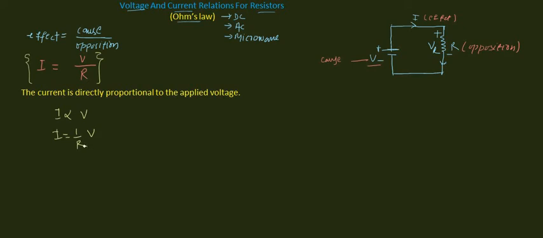From this equation we can simply say that the current is directly proportional to the voltage, and the current is inversely related to the resistance. As we increase the resistance of this resistor, the current through this resistor will decrease, because there will be more opposition to the current. And we can simply write this equation as V equals IR. This is another form of Ohm's law.